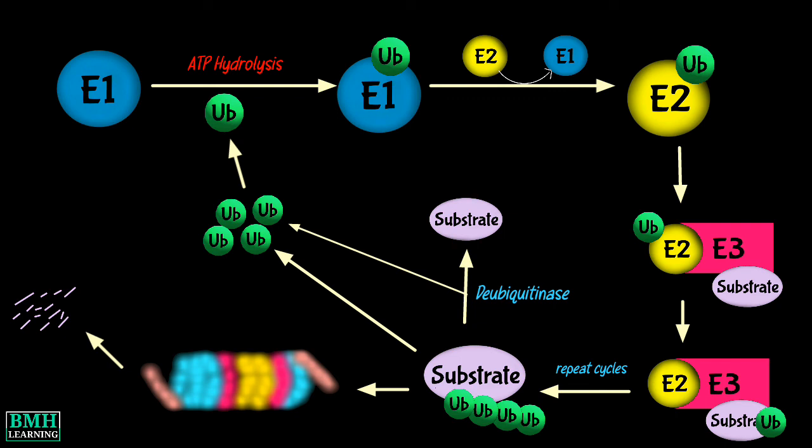Polyubiquitinated substrates can also be deubiquitinated by another class of enzymes called deubiquitinases, which results in the release of free substrate molecules.